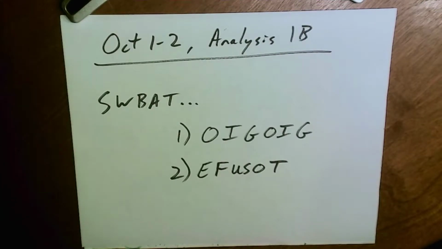So this is a follow-up, the next lesson after integration by parts. So here we go. Big integration technique number 3, I suppose, right? U sub, then integration by parts. And now we will be OIGOIGing and EFUSOTing, I suppose.